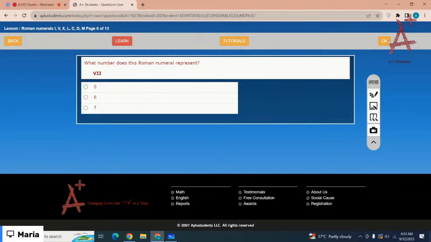What number does the Roman numeral represent? So which is the correct option? 5, 6, 7. Which is the correct option?